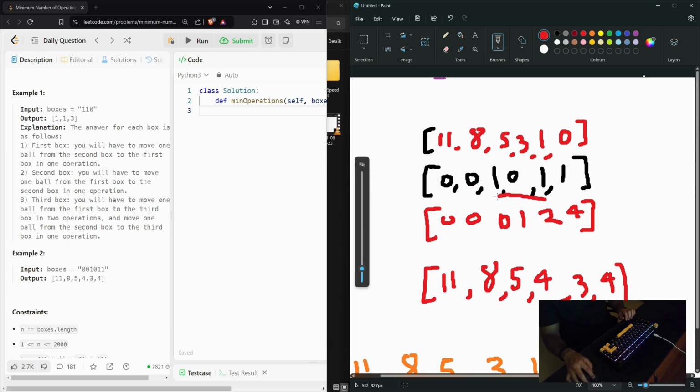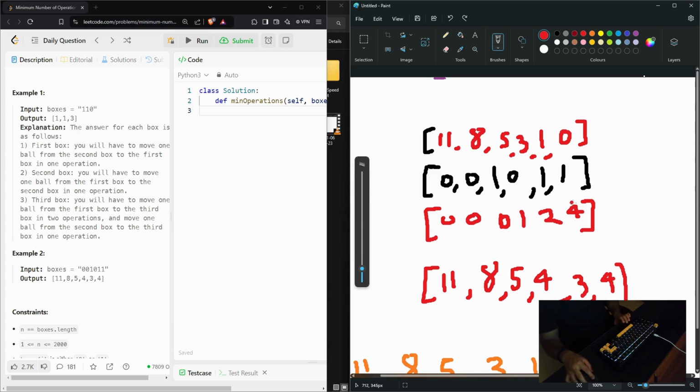Why? 3 units here, sorry, 2 units here, 3 units here. This ball is already there, so it doesn't matter. 3 plus 2, 5. Similarly for this one is 3 units to move. 1 unit, 2 unit, 2 plus 1, 3. Now for this unit again 1 unit, and this again 0, because it doesn't matter.